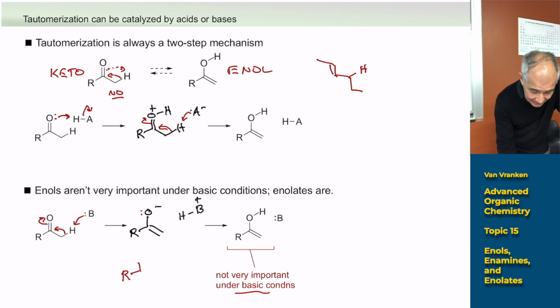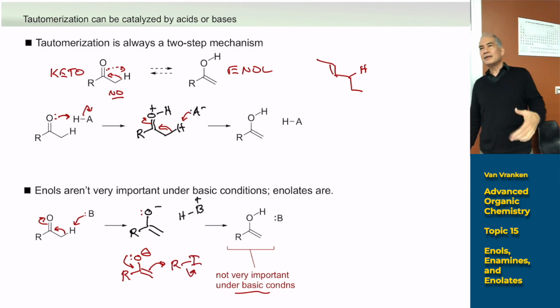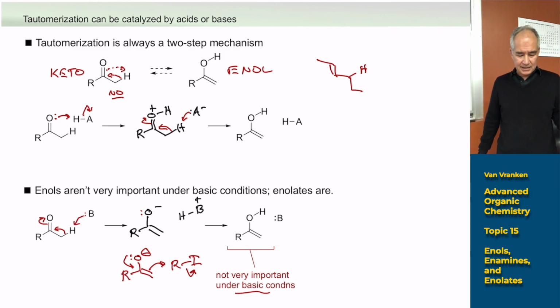So again, if you've generated even a tiny amount of enolate, even if there's a lot more enol present, this is going to be doing all the nucleophilic attack to make carbon-carbon bonds or add to other stuff. So we don't usually talk about catalysis of enolization by bases. We usually talk about forming enolates under basic conditions.